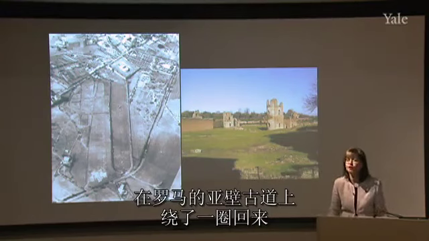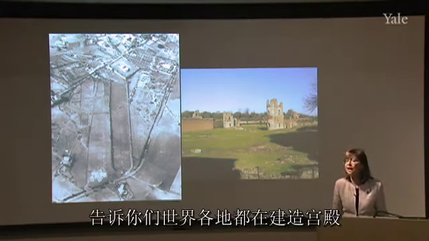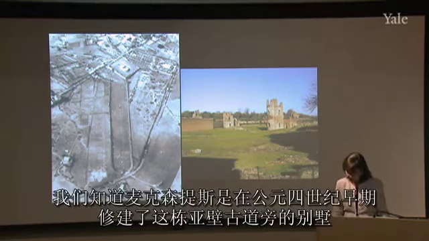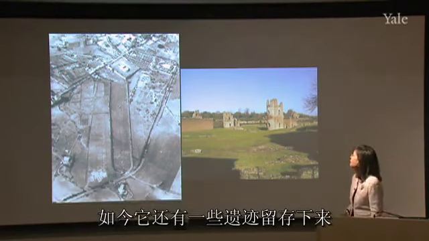Just around the circle, and to show you that some of these palaces were still being built in these capitals elsewhere in the world, but were still being built in Rome. And we know that Maxentius built a villa in the early 4th century AD, as I said, on the Via Appia, and there are some remains of it today.